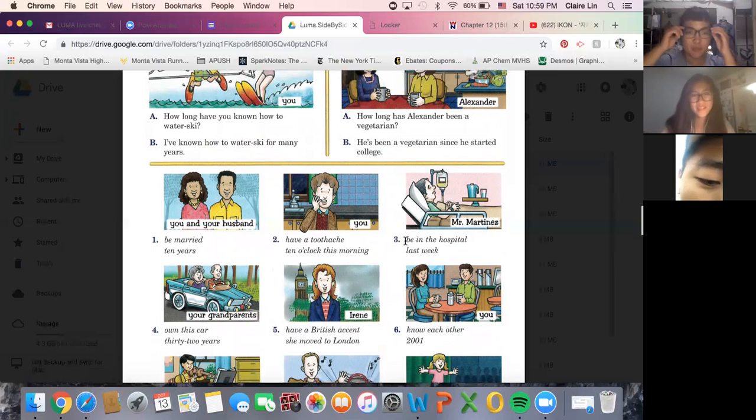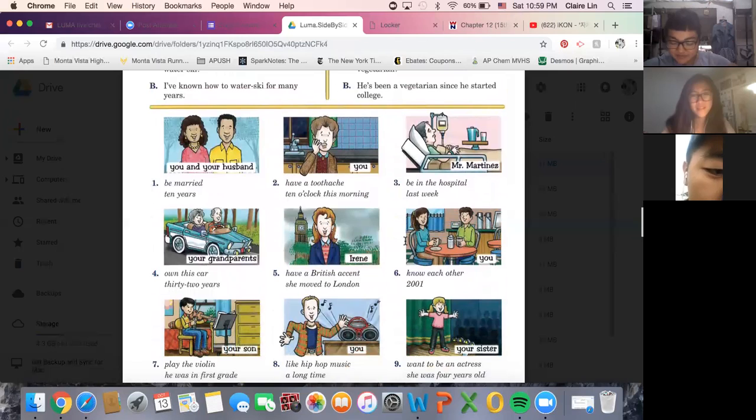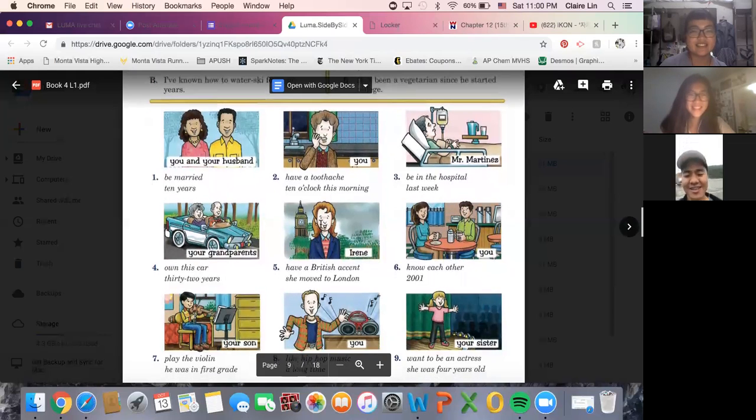How long have you been in the hospital? And then you answer using... in the hospital last week. You'd say, I have been in the hospital since last week. This one is practicing using for and since. The word you would use before "last week" is "since". So, I have been in the hospital since last week. Yeah. Got it. Good?